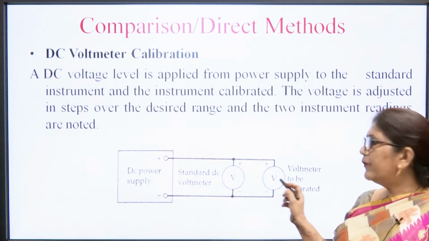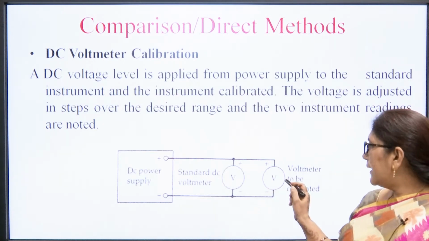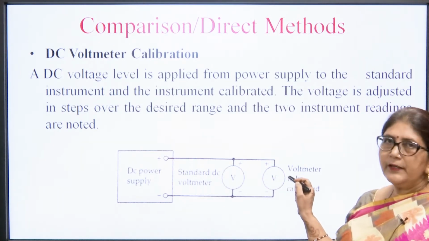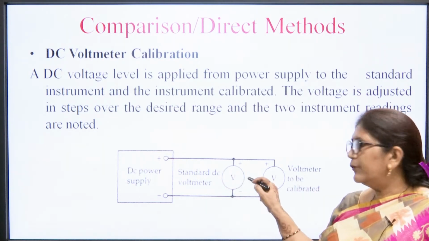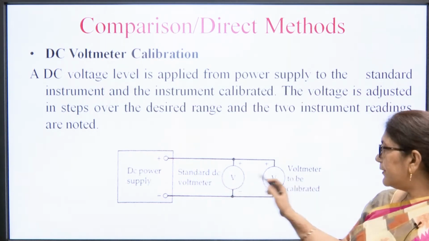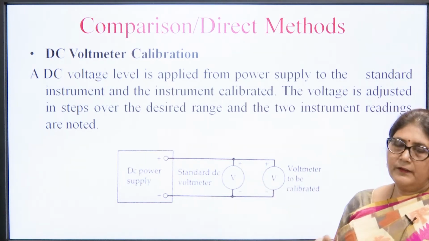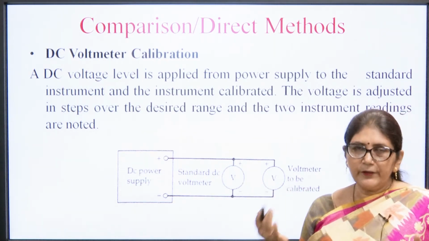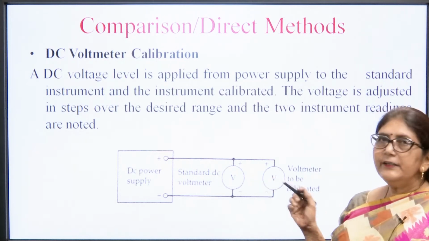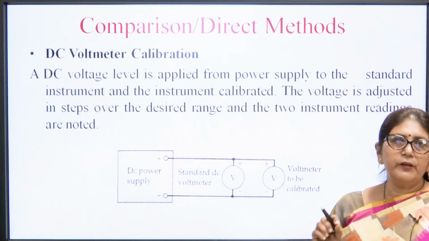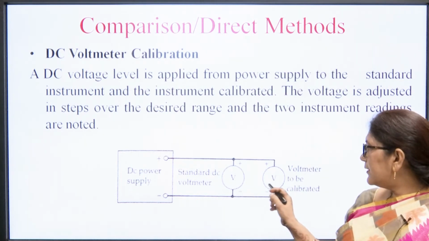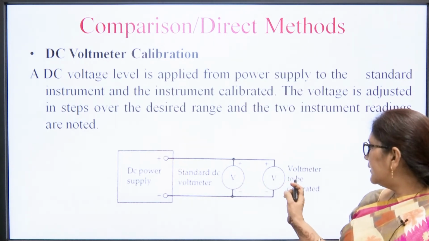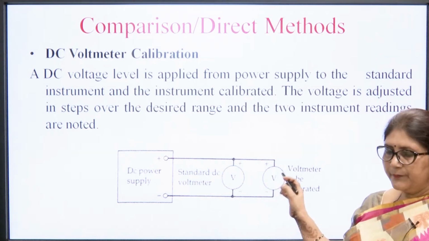note down the readings of both the voltmeters, and if the reading of the voltmeter that we have to calibrate is equal to the standard DC voltmeter, then it means our instrument is very accurate. If there is any deviation, then we have to note down what deviation is there, that is the error. So, this is the way of calibrating a voltmeter.